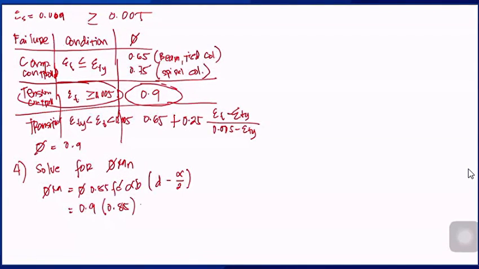27, 120.2, 375, 150, 600 minus 120.2 over 2. So what is your phi Mn?